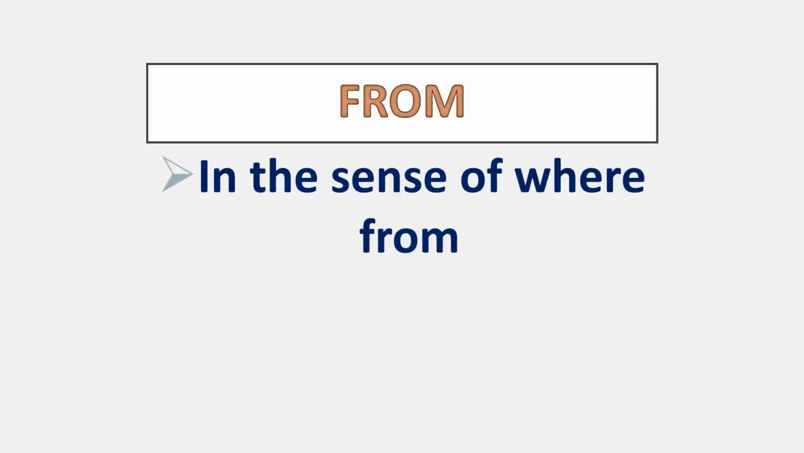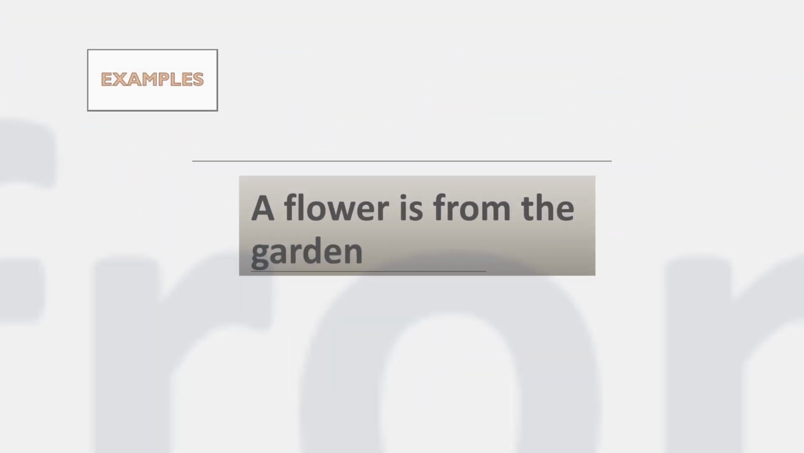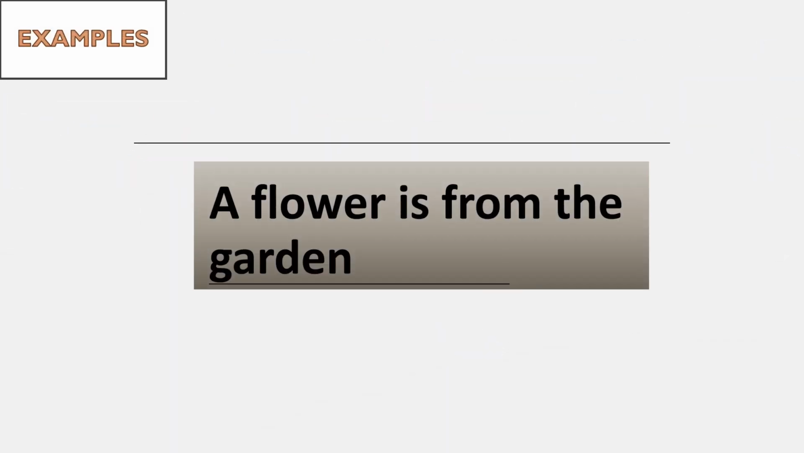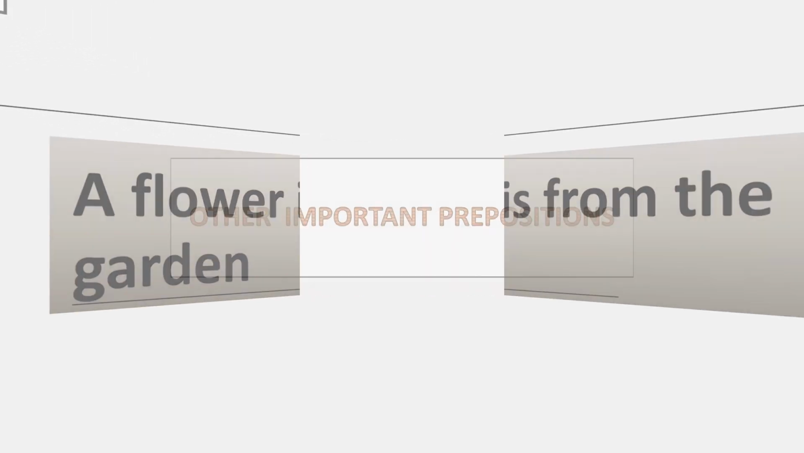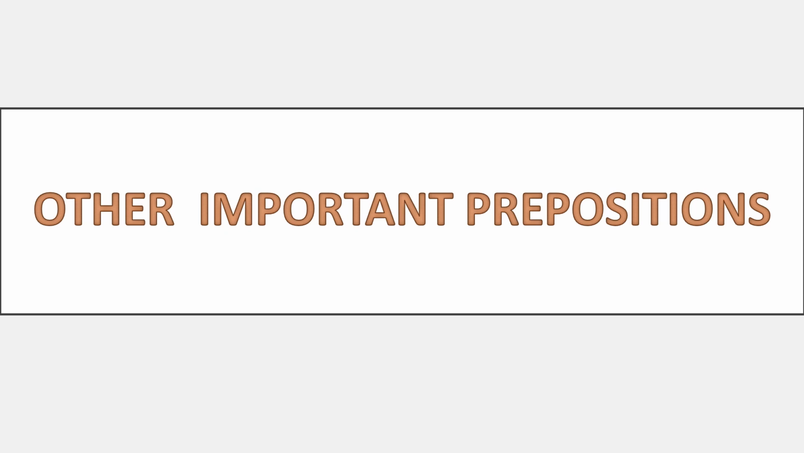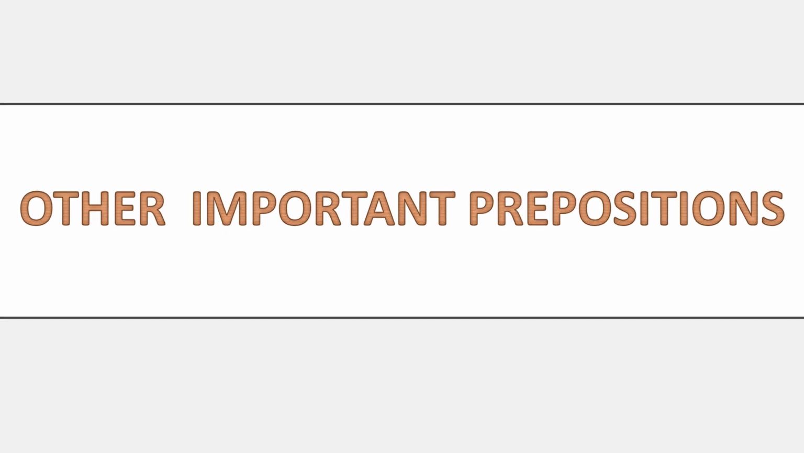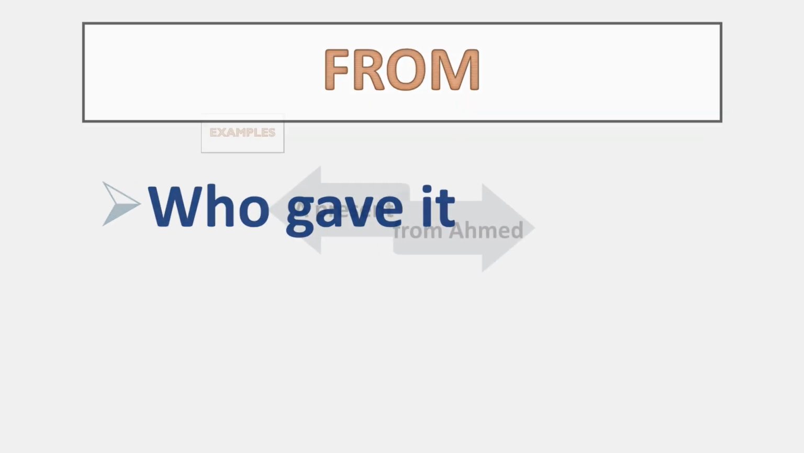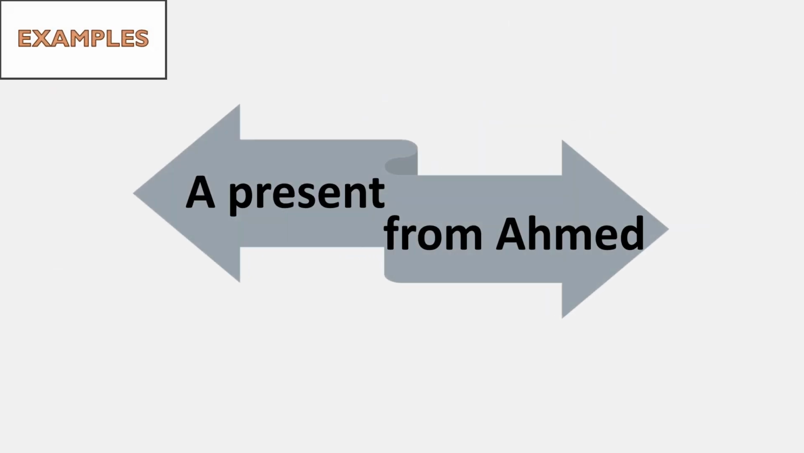"From" is used in the sense of where from. For example, a flower is from the garden. Other important prepositions. "From" is also used for who gave it. For example, a present from Ahmed.